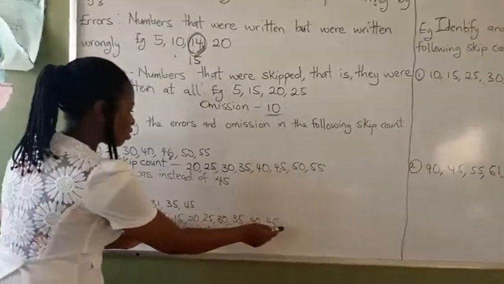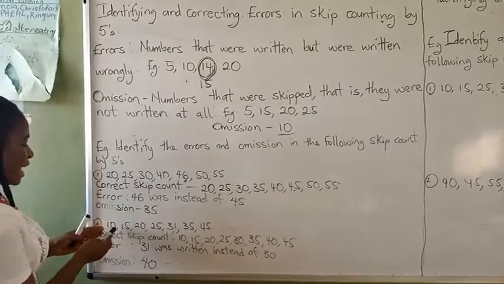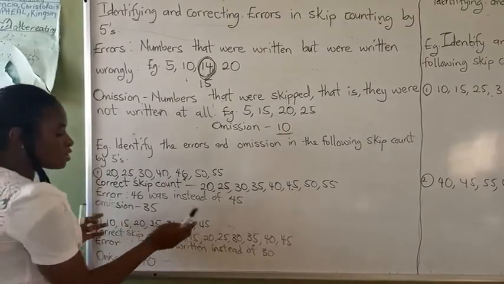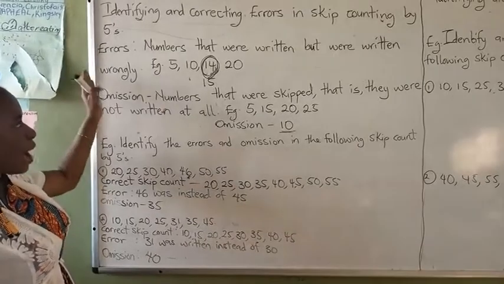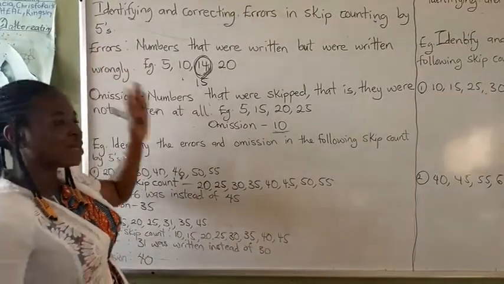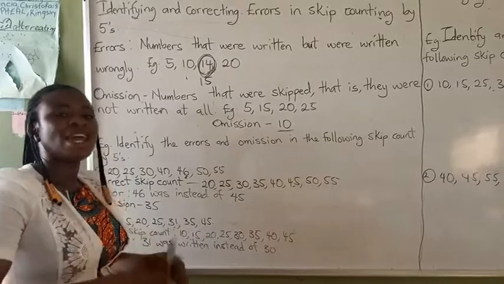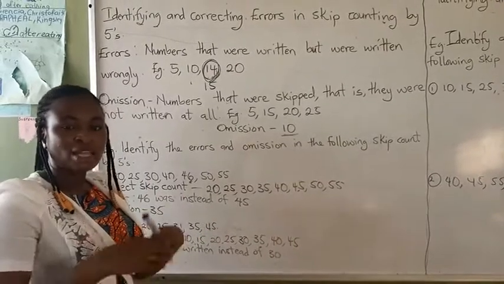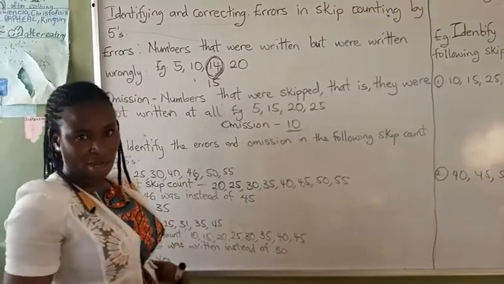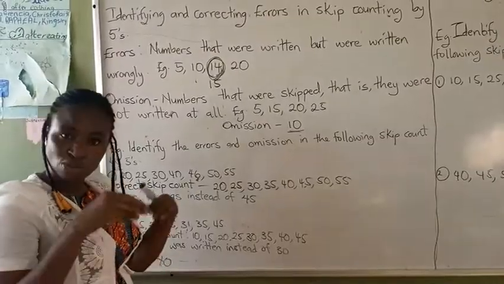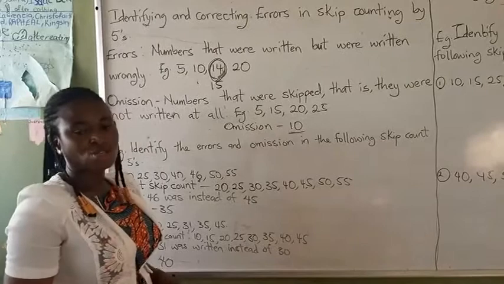Okay. So to be able to get your errors and omission, you should be able to write the correct skip count. Write the skip count correctly, and then it will help you to identify the errors and the omissions in the numbers that you were given. And remember, the errors are the ones that have been written, but they are wrong. And the omissions are the numbers that have been jumped to the next number. They were supposed to be written, but they were not.